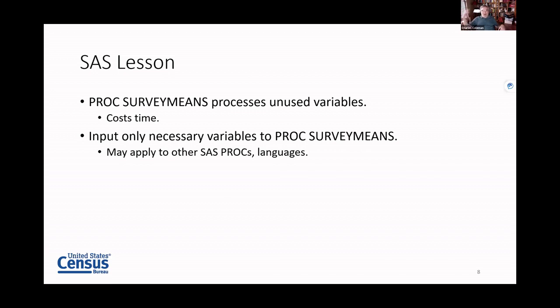But for some reason, PROC SURVEYMEANS processes all the variables in the data set, and that is costly. So the workaround is just to input only the necessary variables to PROC SURVEYMEANS. This workaround may be useful for other SAS procs, especially the ones in the survey family. And there may be constructs in other languages that have similar behaviors. Next slide, please.